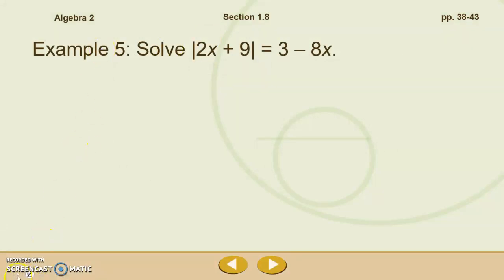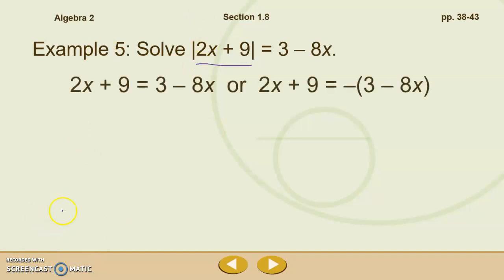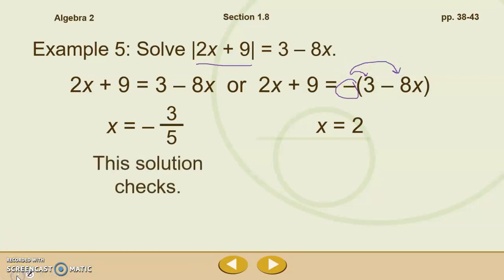So let's take a look at this example. First, we need to isolate the absolute value. Check. It's already been isolated. So let's write it as two equations. 2x plus 9 equals 3 minus 8x, or 2x plus 9 equals, and then we're going to apply that negative sign to everything on the right-hand side. When we solve for x on the left, we get x equals negative 3/5. When we distribute this negative sign and then solve for x on the right, we get x equals 2.